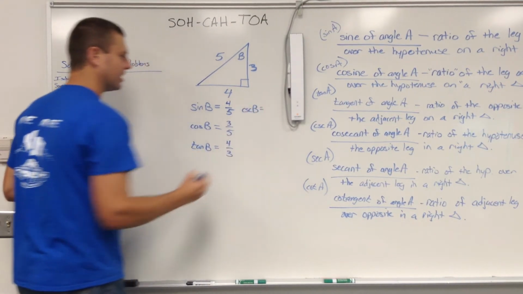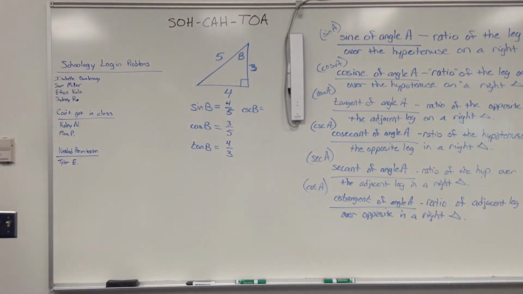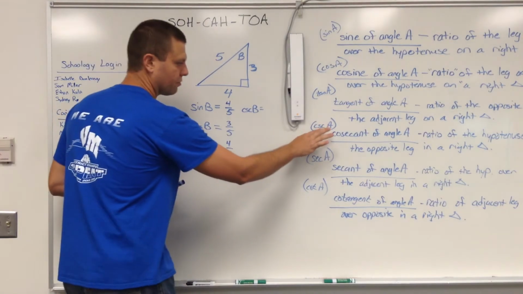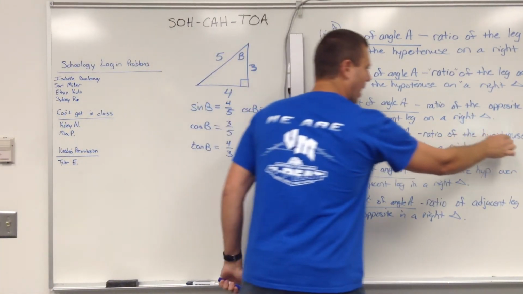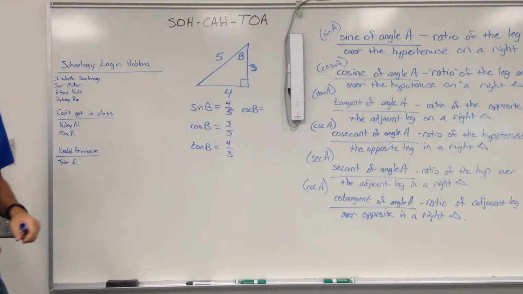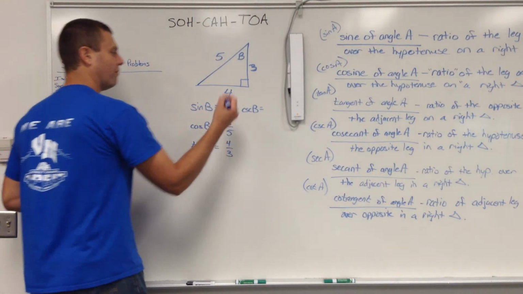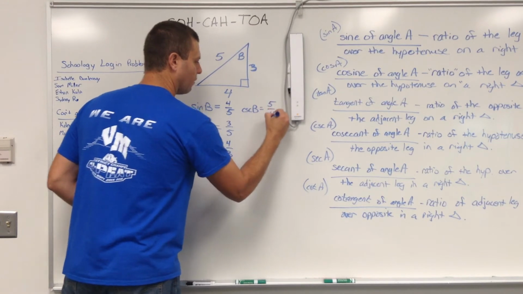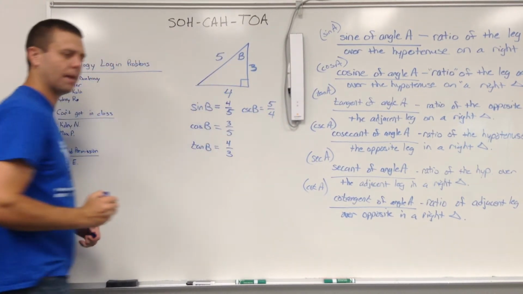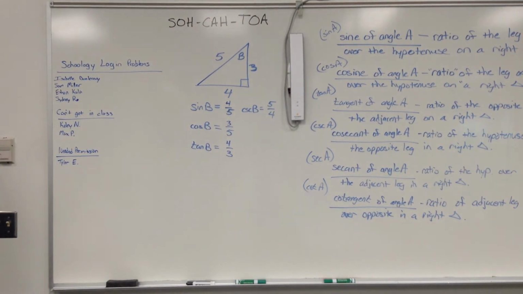What will the cosecant of angle B be? 5 over 4. Cosecant, remember, is the ratio of the hypotenuse over the opposite. It is the reciprocal of sine. So if the sine is 4 over 5, the cosecant is 5 over 4. The cosecant is hypotenuse over opposite.